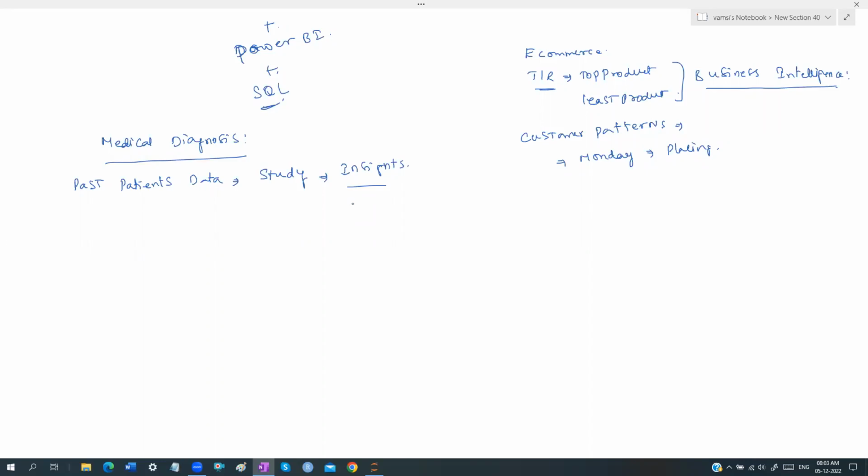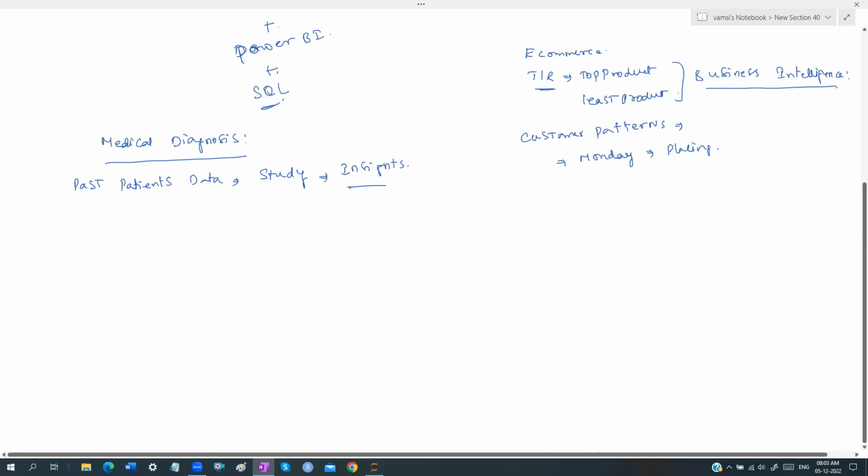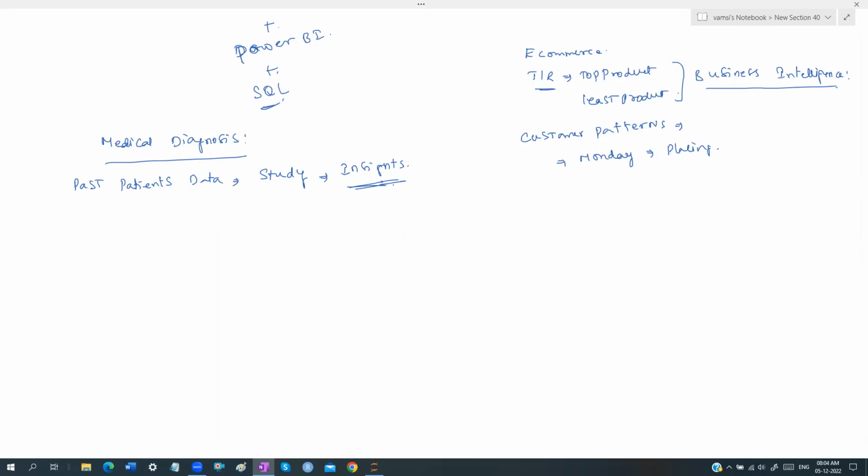We can give the recommendations actually. So what I mean to say is, whether the data is small or large, every data is going to have some story behind it. That story is nothing but what we call insights. Insights means what you understood from that particular data. So this customer is placing an order every Monday. That is one insight actually.